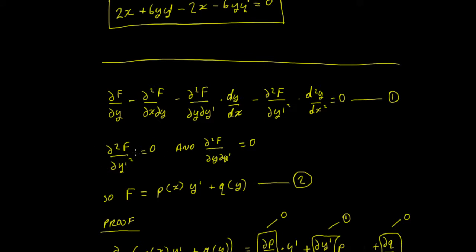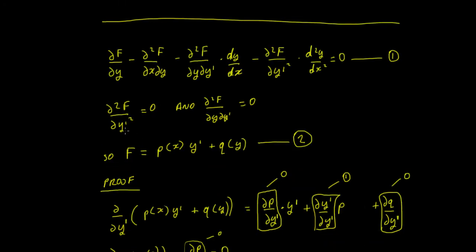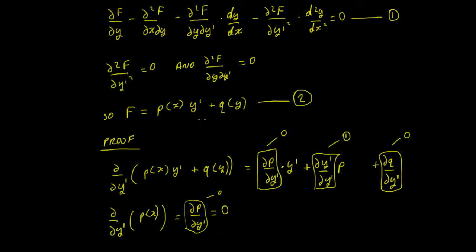So if we take this one here as a starting point, we can say that if this is equal to zero, then it's going to tell us something about the function. That's the whole point of this. It tells us the function must be of the form p of x, y derivative plus q of y. Now, we can prove that just by differentiating that function f with respect to y derivative twice.